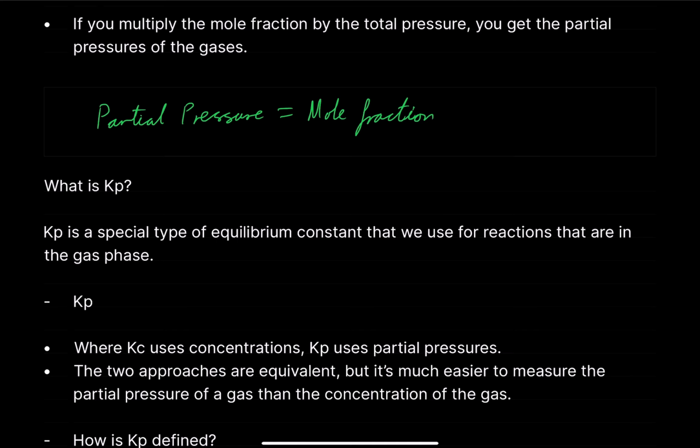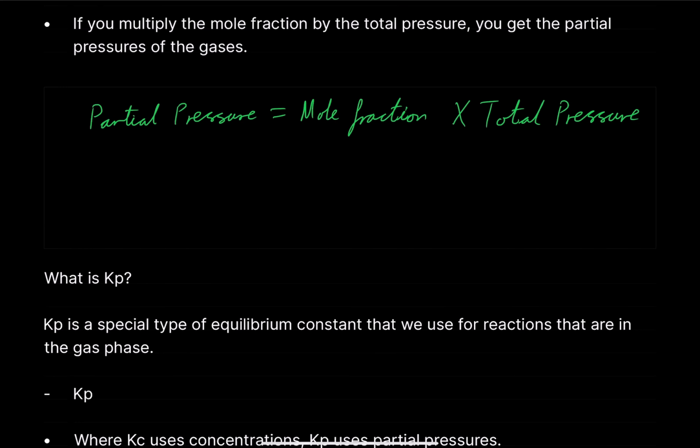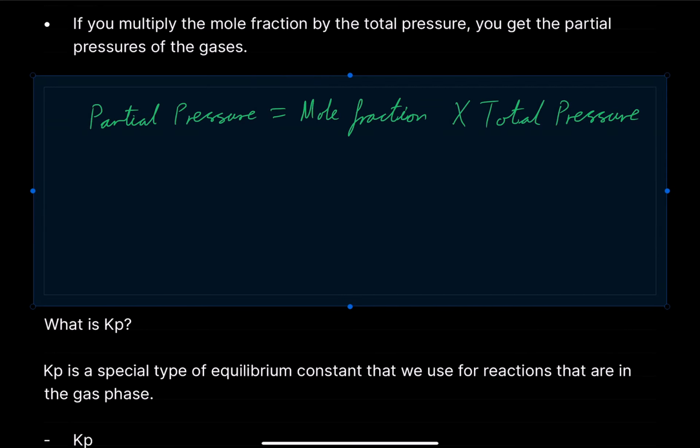So anyway, partial pressure is equal to mole fraction times the total pressure that they will give you. And if they haven't given you that, they'll give you enough information to work out total pressure. And if you think to yourself, how am I going to work out total pressure? Just remember this equation.